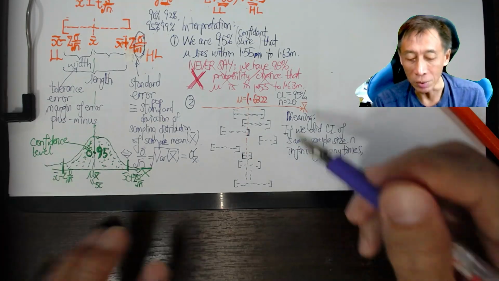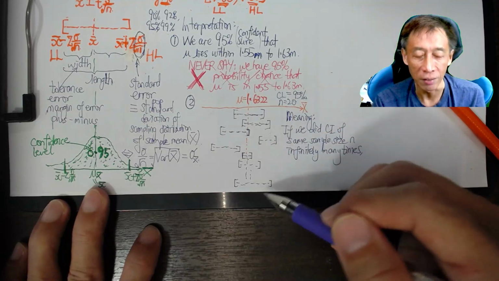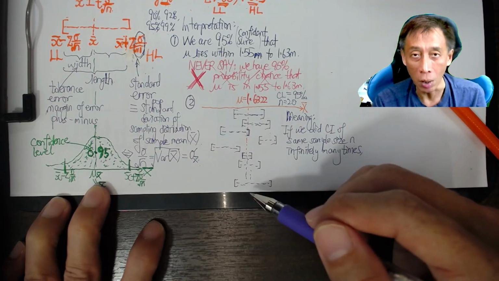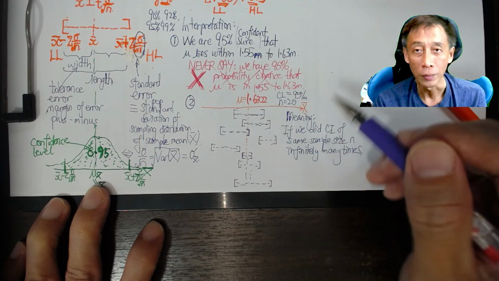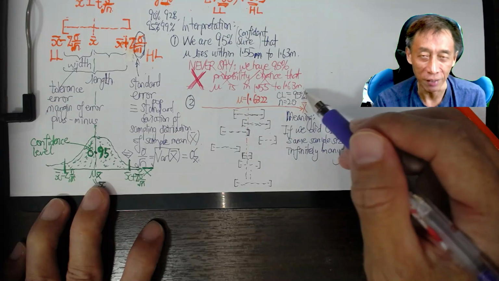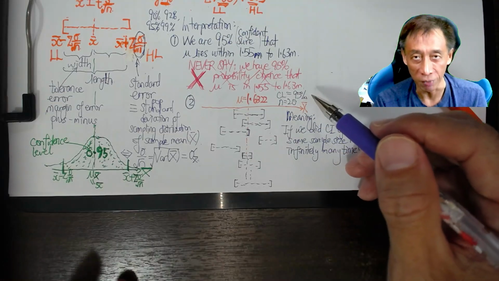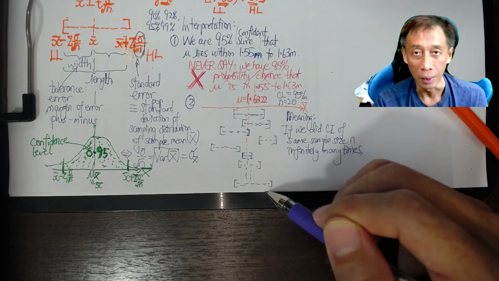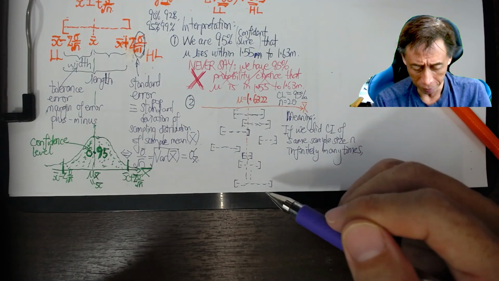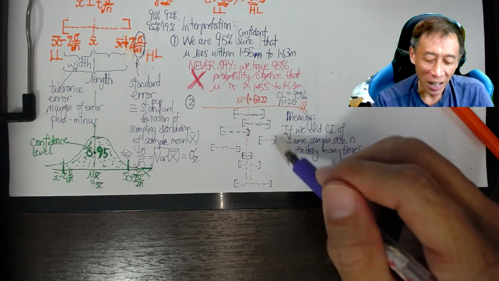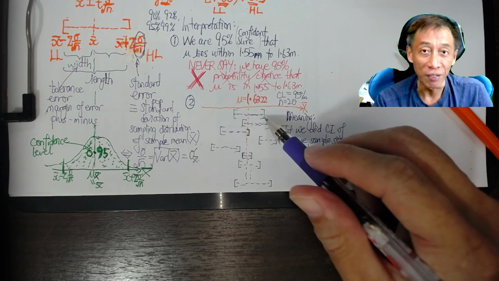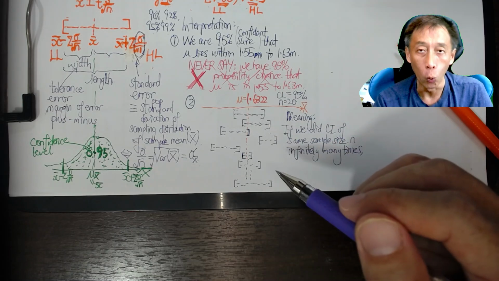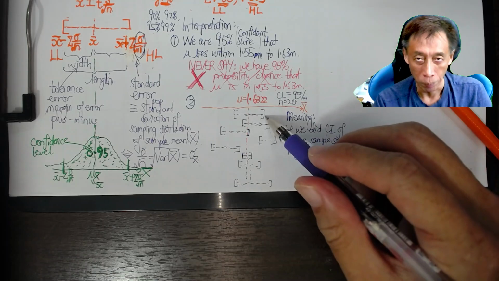Or another way to say it is 95 of these 100 intervals will contain mu. So that's the meaning of the 95 here. That's the quantification of the 95. We can count 100 of these intervals, right? And we know that 95 of these 100 intervals will contain mu.